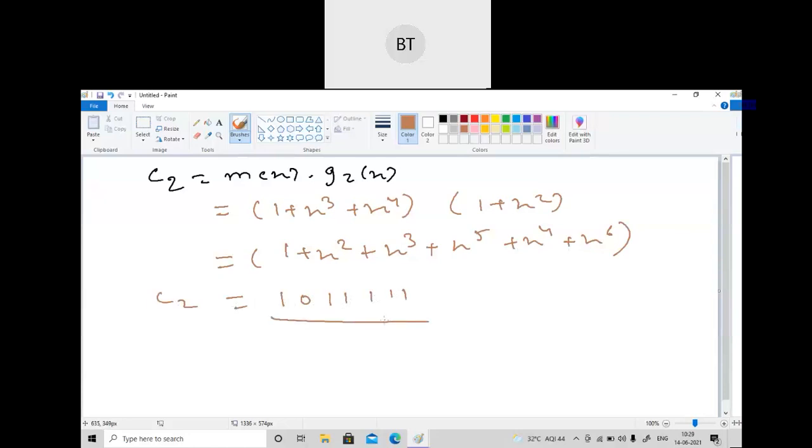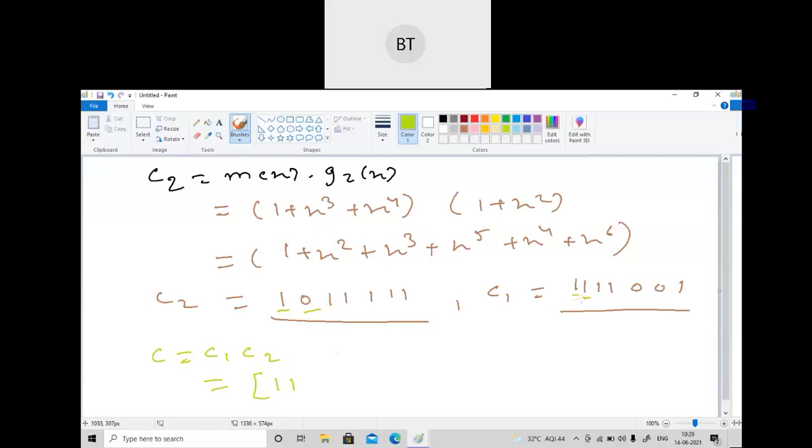You both are correct, Komal and Amisha. So this will be your C2, and our C1 was given as 1 1 1 1 0 0 1. Now we have to find the C. So what will be the value of C? C will be equal to C1 into C2. So this one and this one. So what can I write here? I can write here 1 1.